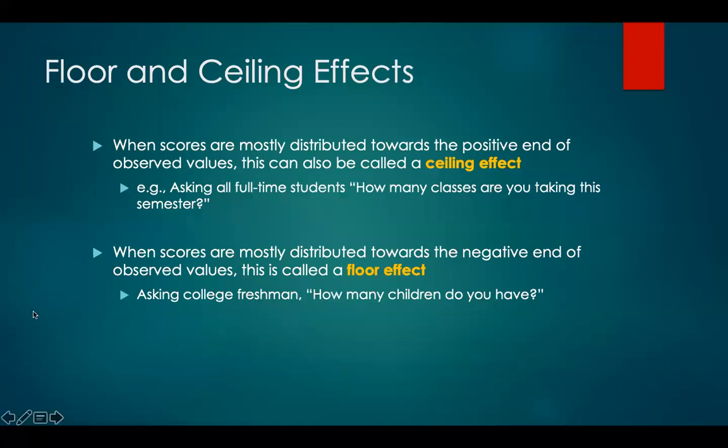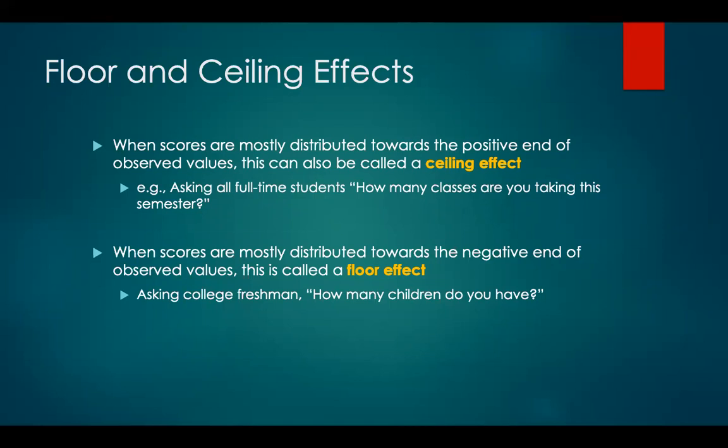Now, in line with discussion of skew is the topic of floor and ceiling effects. So when scores are mostly distributed towards the positive end of observed values, this can be called a ceiling effect. So for example, if I were to ask all full-time students, how many classes are you taking this semester? You would see a clustering along the positive side of the distribution. And this would be a ceiling effect. It would also be a negative skew.